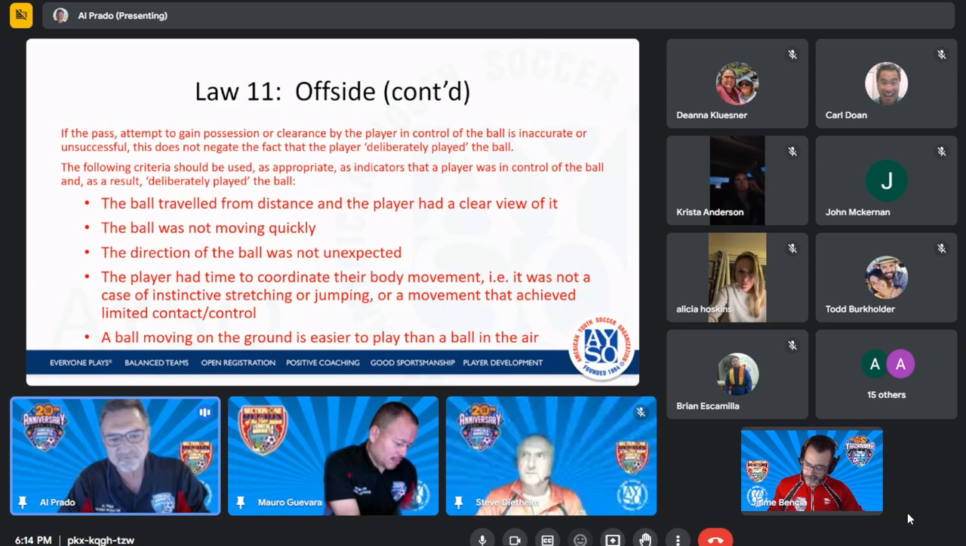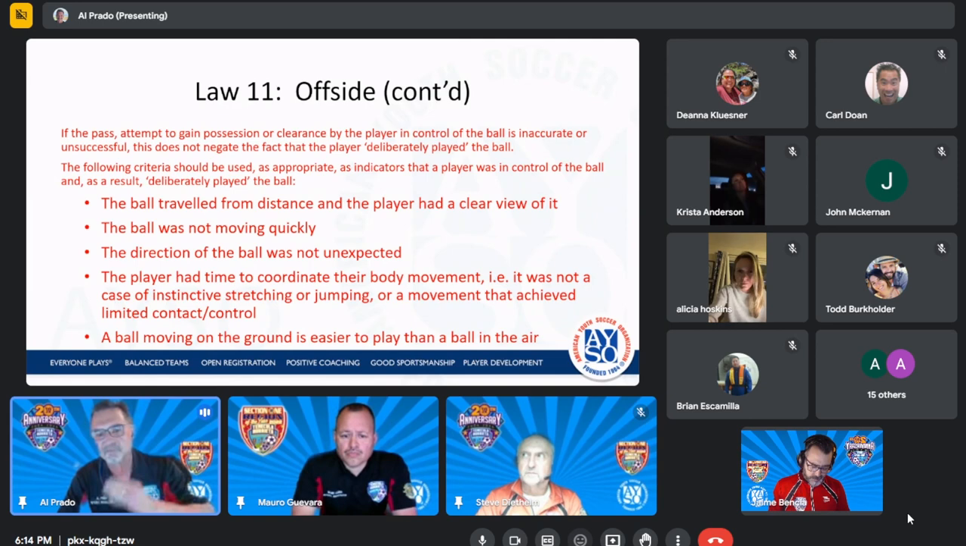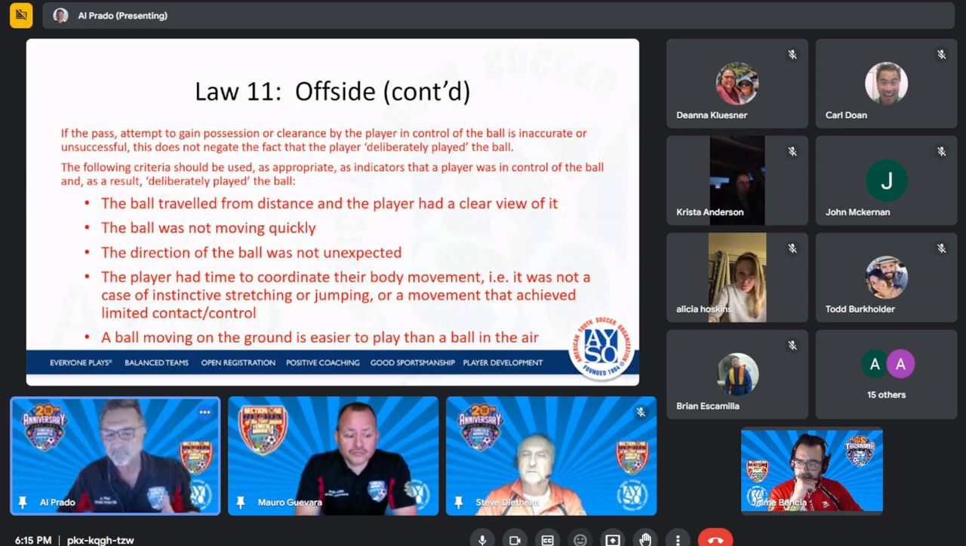So, a little more explanation here. Basically, because the law is last touched or played by a teammate, right? Last touched or played by a teammate. And when they play, they really mean control of the ball. If the defensive team controls the ball and now, in your opinion, the referee had a chance to control the ball and did not, then that player is no longer offside. So probably not going to happen much in 10U.